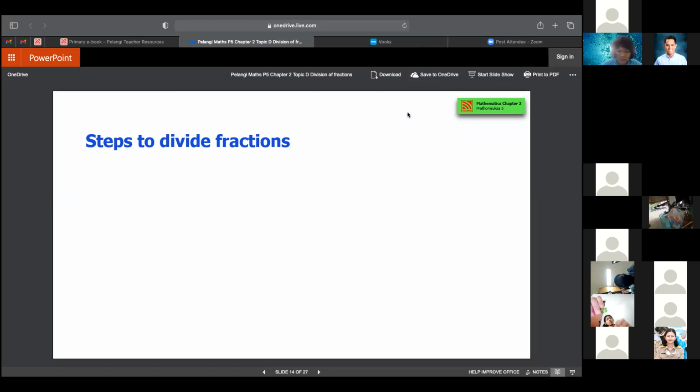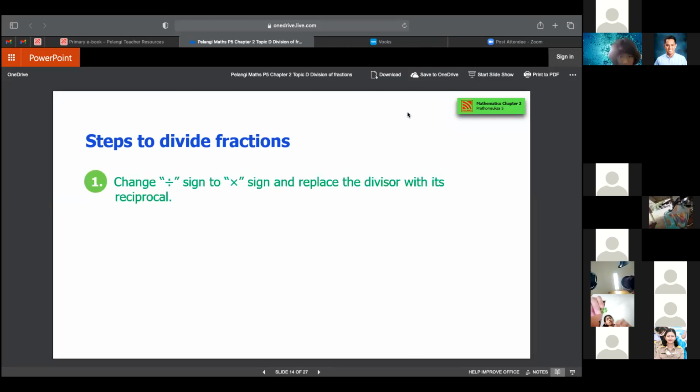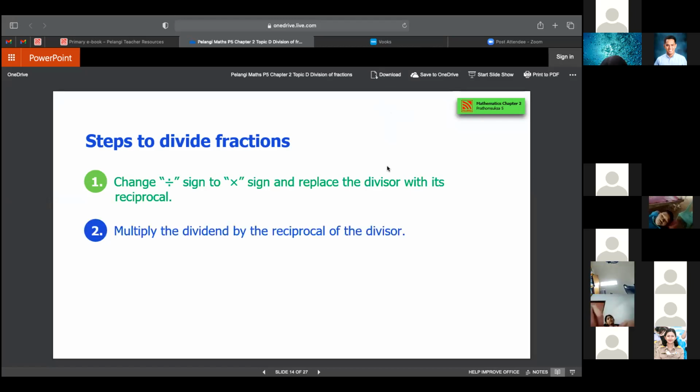Steps to divide fractions. First, change the division sign to a multiplication sign and replace the divisor with its reciprocal. Multiply the dividend by the reciprocal of the divisor. Simplify the result if necessary.